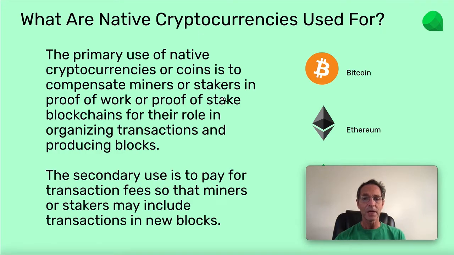What are native cryptocurrencies used for? The primary use of native cryptocurrencies or coins is to compensate miners or stakers in proof of work or proof of stake blockchains for their role in organizing transactions and producing blocks.